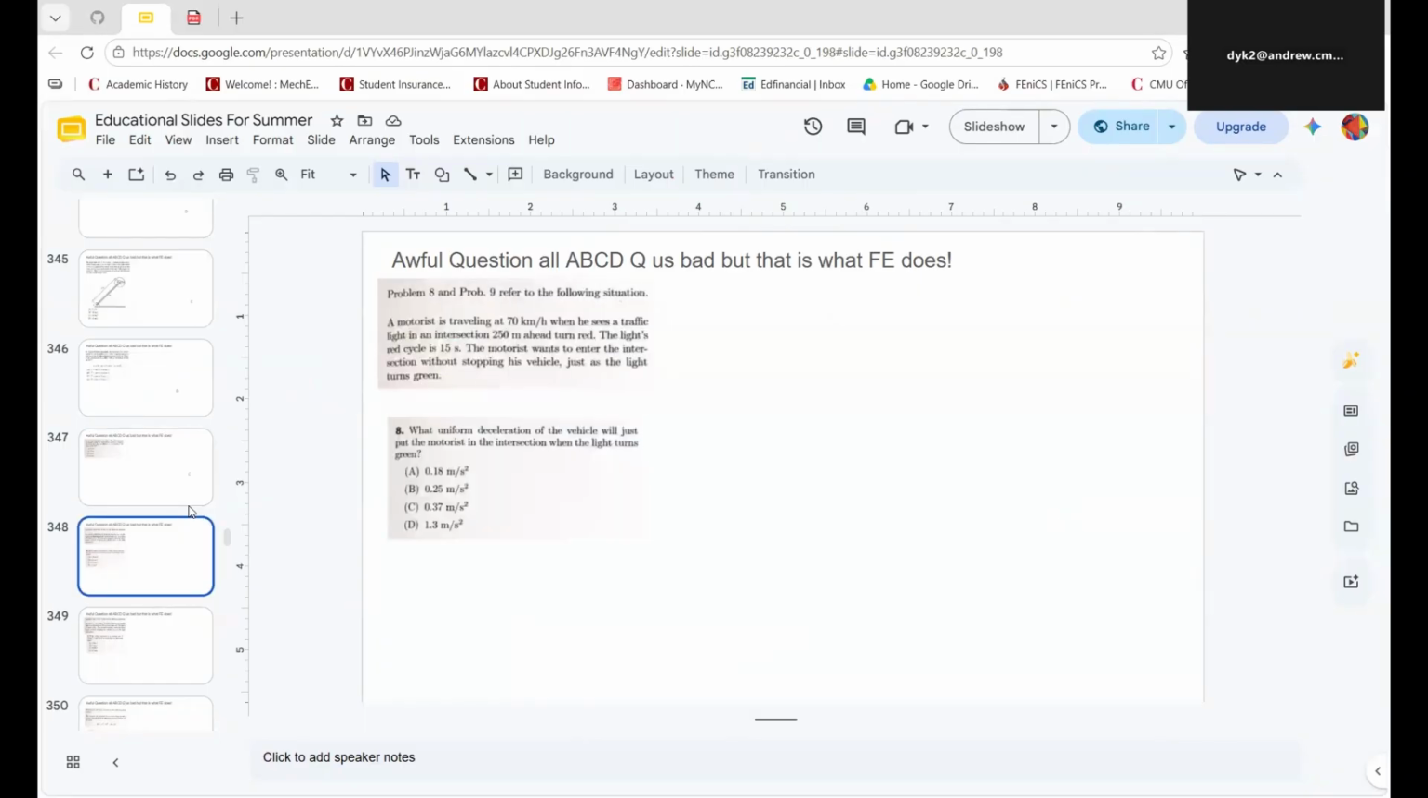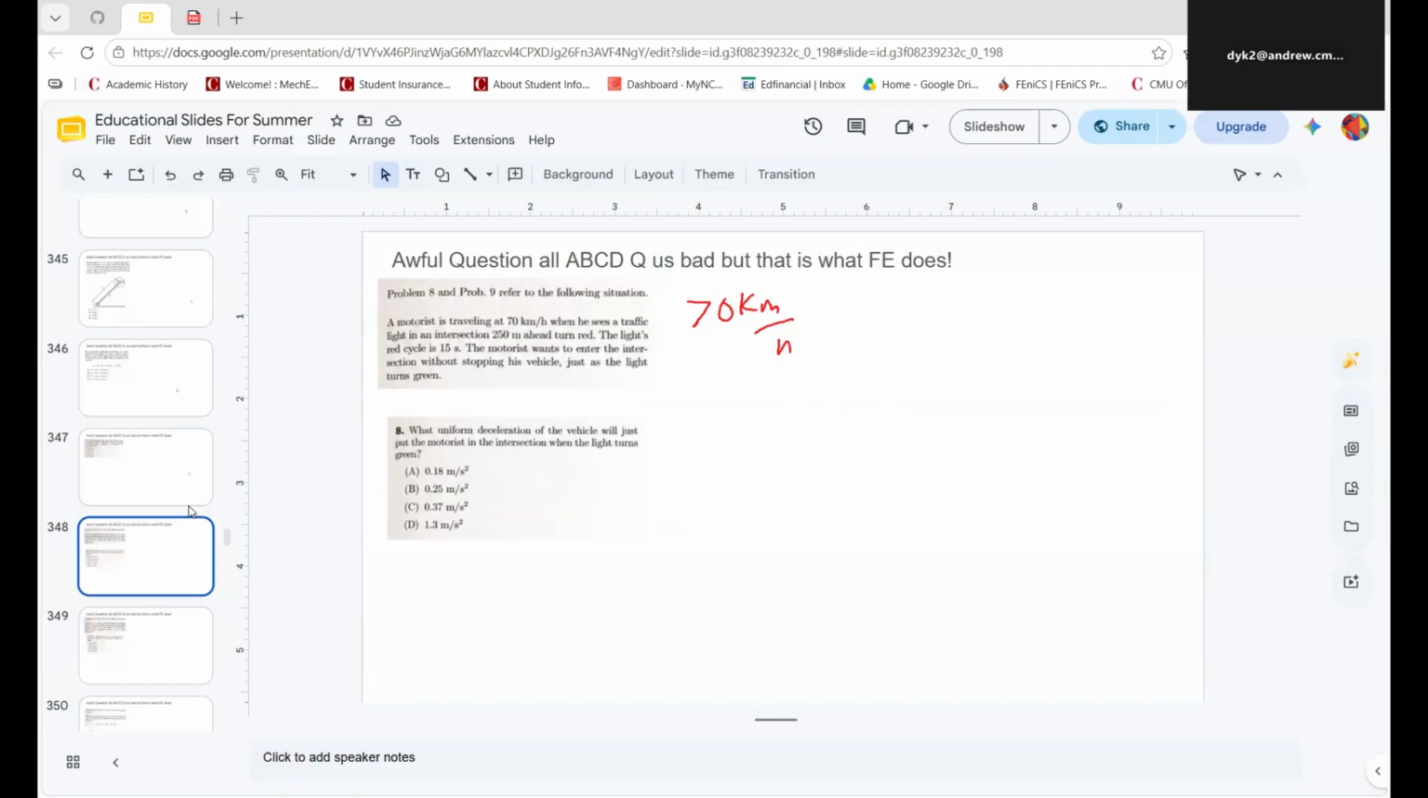All right. A motorcycle is traveling at 70 kilometers per hour when he sees a traffic light at an intersection 250 meters ahead turn red. The light's red cycle is 50 seconds. The motorcycle wants to enter the intersection without stopping just as the light turns green. What uniform deceleration of the vehicle will just put the motorcycle in the intersection when it turns green?